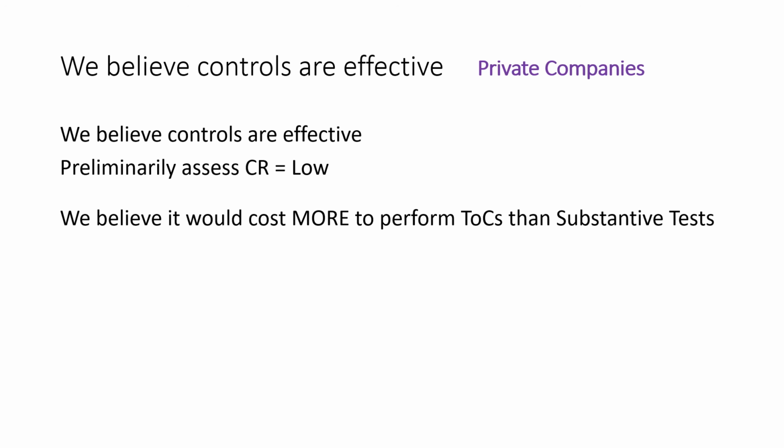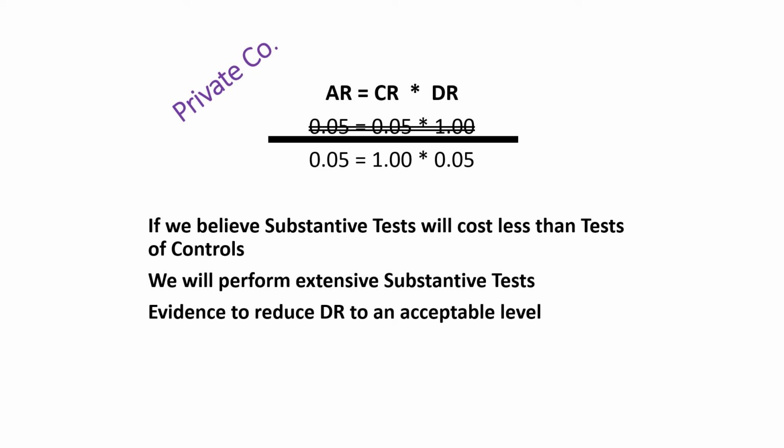Again, private company, we believe controls are effective. We preliminarily assess control risk as low. But if we believe it will cost more to perform tests of controls than substantive tests, if we believe substantive tests are cheaper, then with a private company, I'm going to take the primarily substantive approach. We'll perform extensive substantive tests, and that will give enough evidence to reduce detection risk and audit risk to an acceptable level. We won't perform any tests of controls.